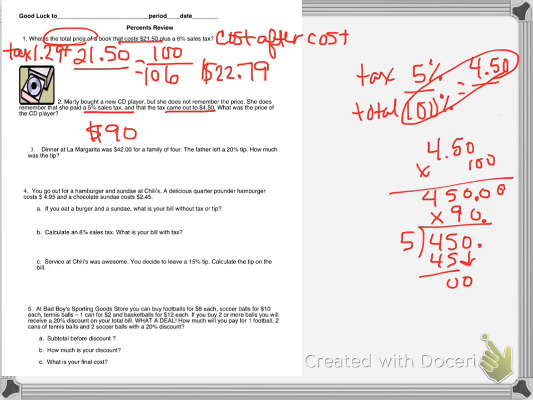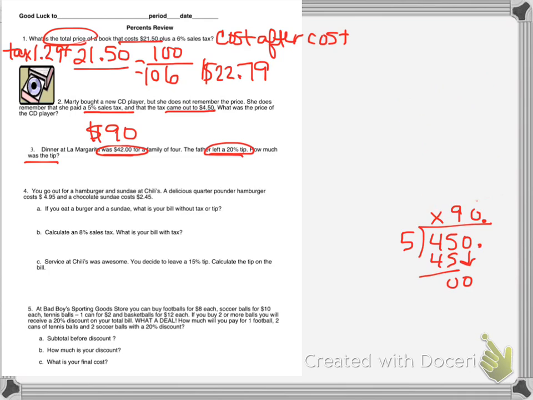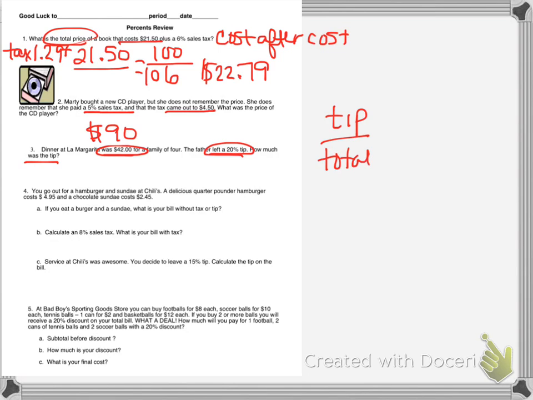Number 3 says, dinner at La Margarita was $42 for a family of 4. The father left a 20% tip. How much was the tip? So I'm asking, what is the 20% as money? Again, you can do your box, or you can say, I have tip versus my total. The tip was 20%. Sorry about that. So 20 goes over 100. And my total was 42. We can cross multiply, divide.